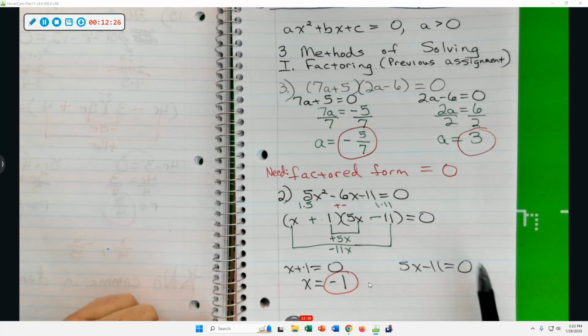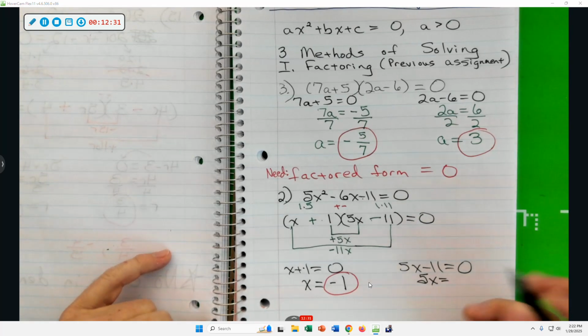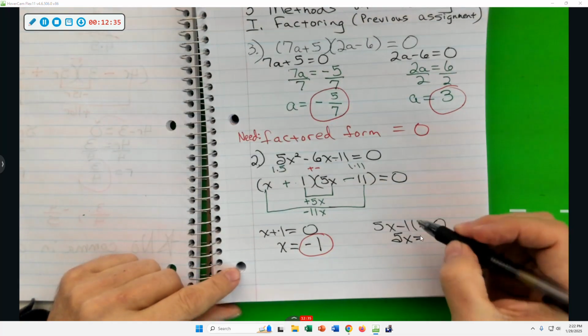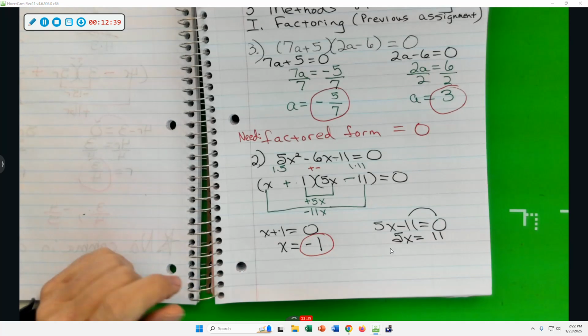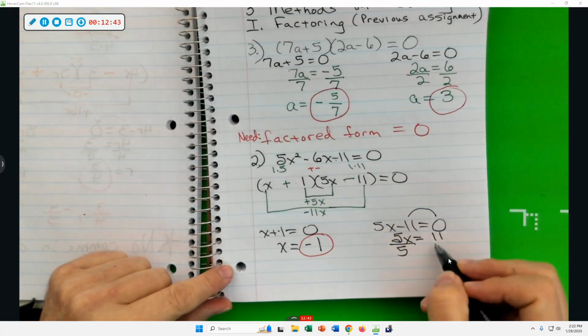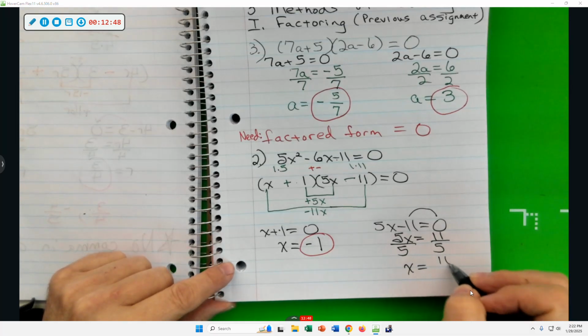Add the 11. So I have 5x on the left. What am I going to have on the right? I couldn't hear you. Positive 11, I agree. And then divide by 5 to give us x equals 11 over 5.